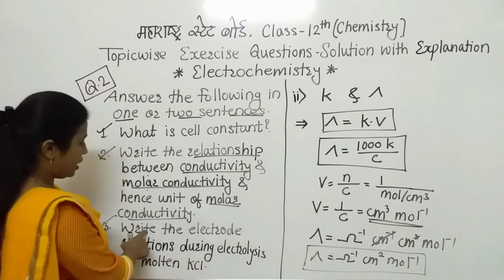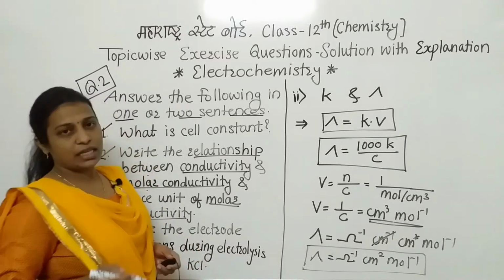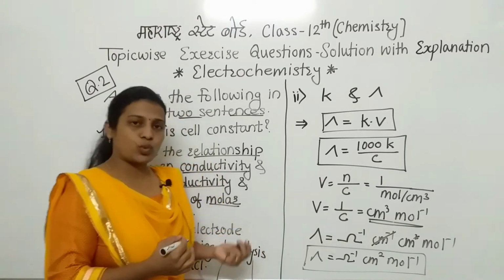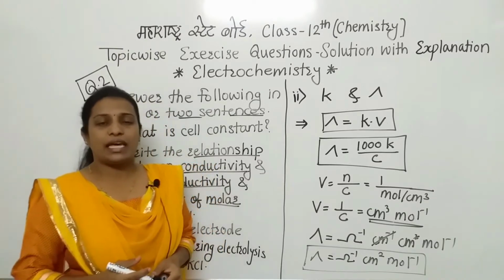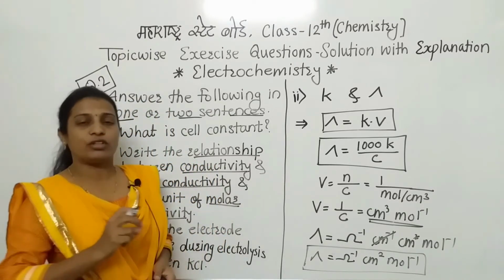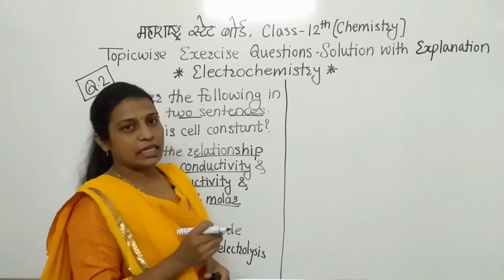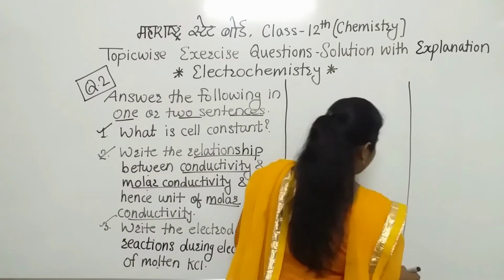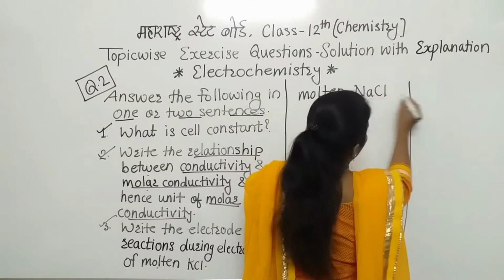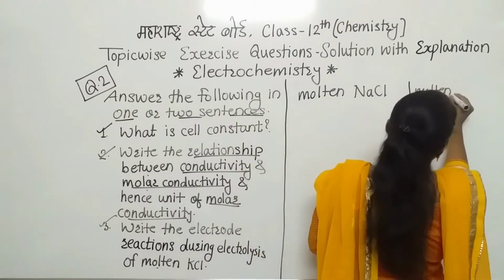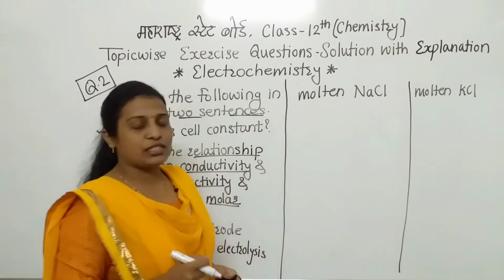Now third question, write the electrode reactions during the electrolysis of molten KCl. Here for the write up of this question answer, we should know the electrolysis of molten NaCl. Same reaction will take place for the KCl also. Now see answer. So before going towards that molten KCl, we will write both reaction, means for the molten NaCl as well as molten KCl. So here your both questions will get complete.